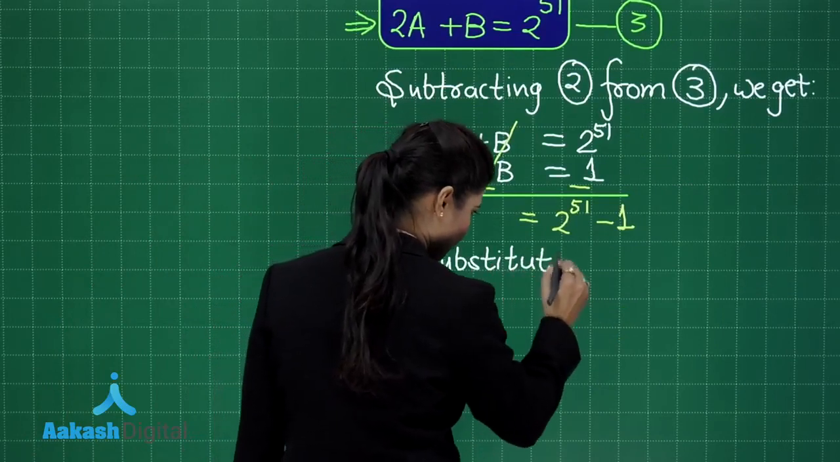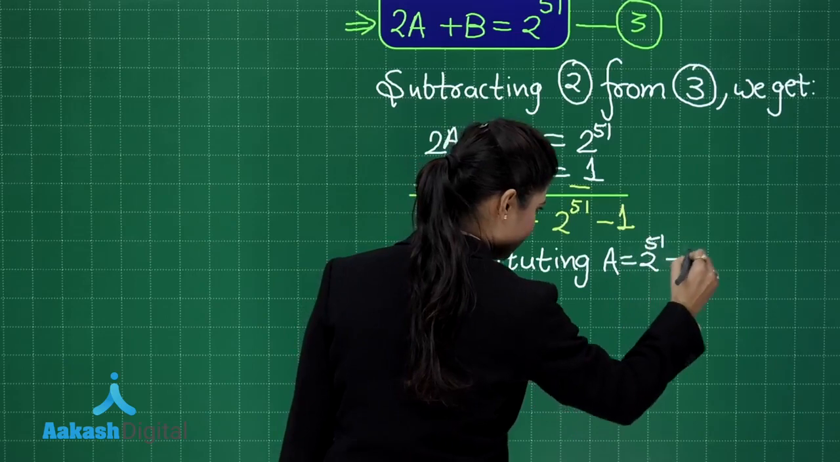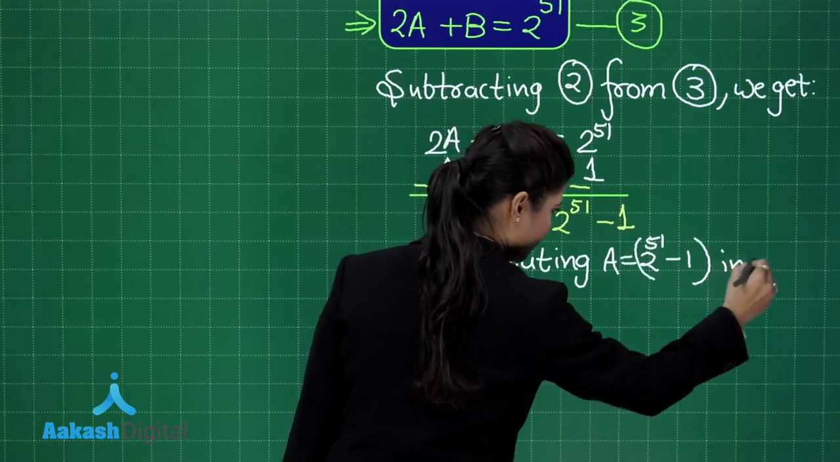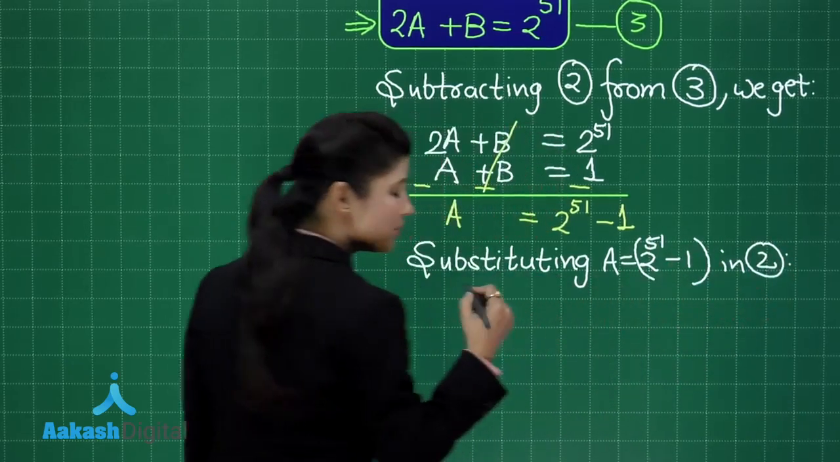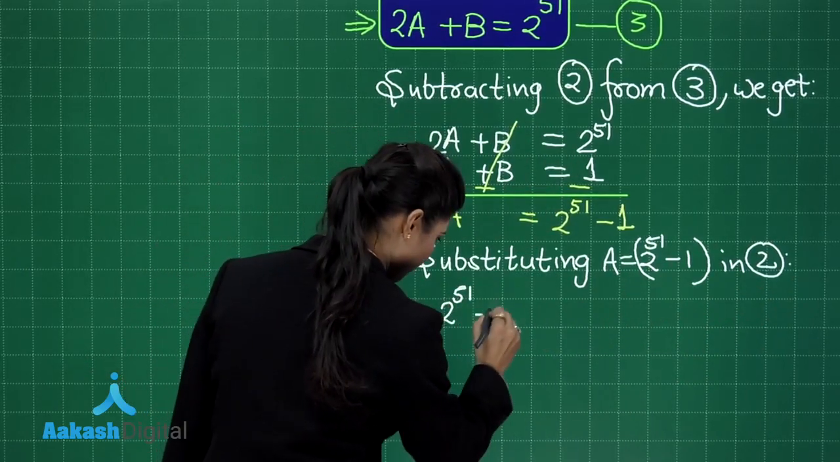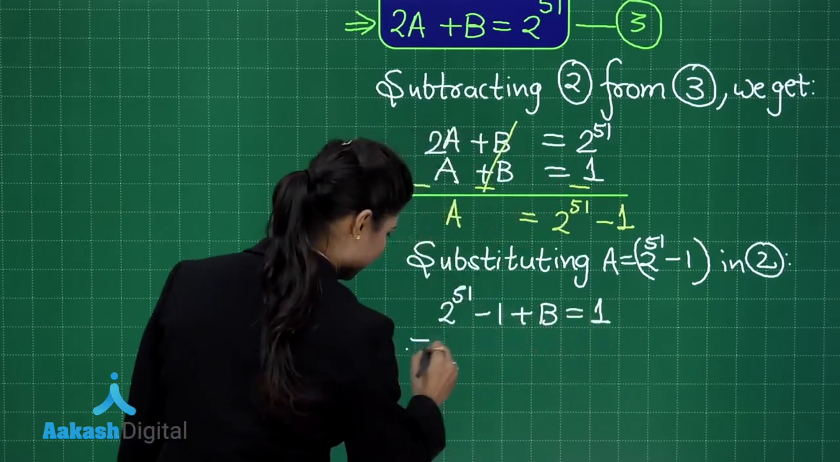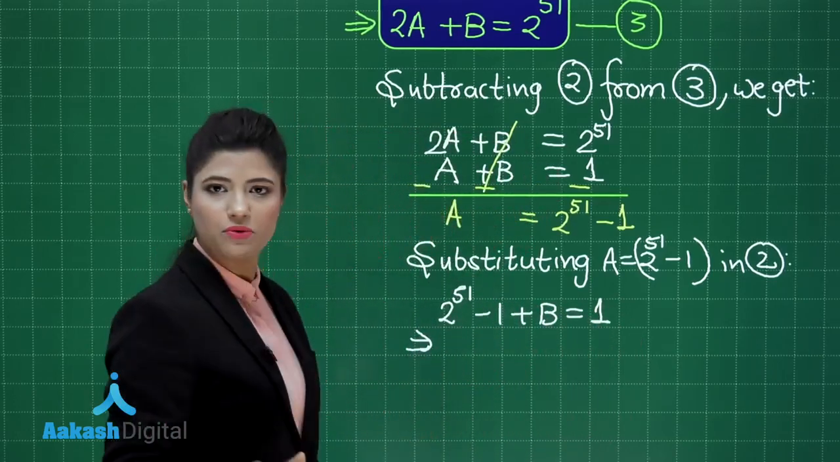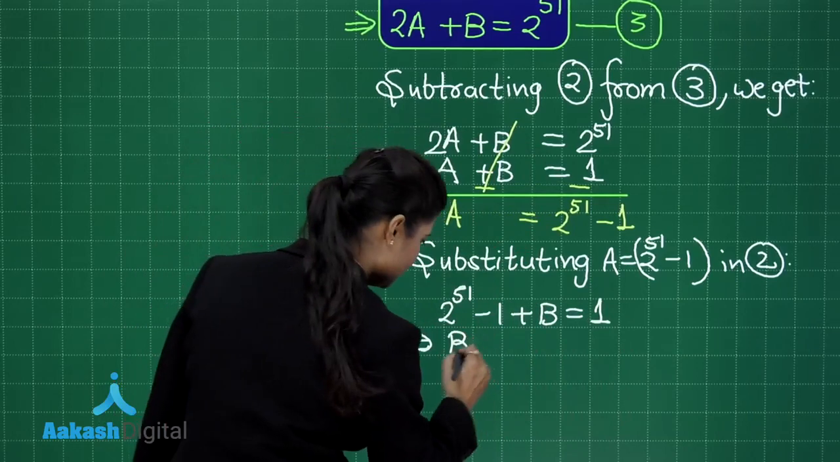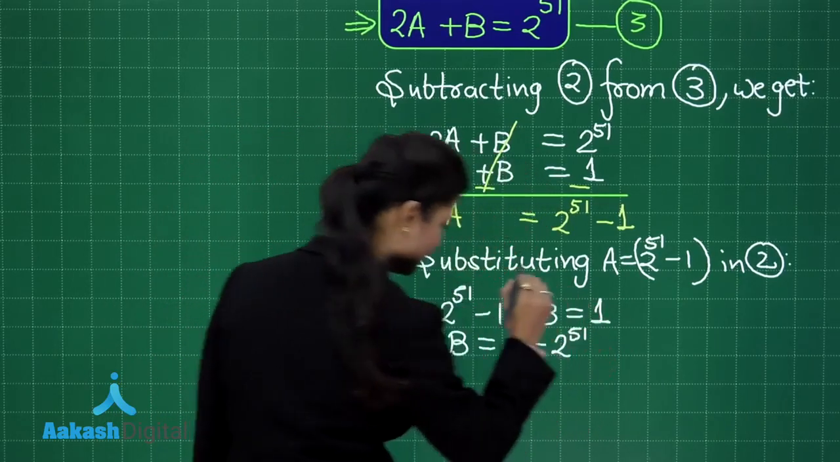Substituting a equal to 2 raised to the power 51 minus 1 in equation number 2. Then in that case, equation number 2 is a plus b equal to 1. So that will become 2 raised to the power 51 minus 1 plus b equal to 1. So you'll see all these constant parts will get transposed to the other side, and I get here the value of b equal to 2 minus 2 raised to the power 51.